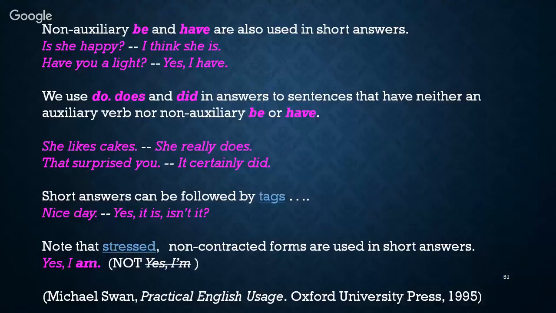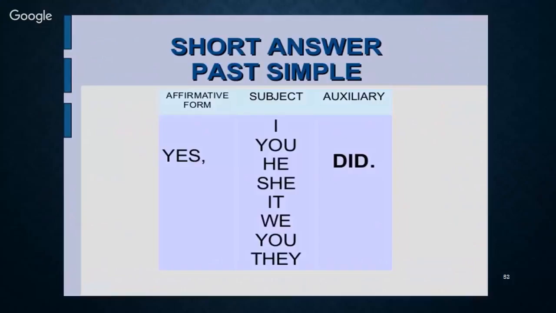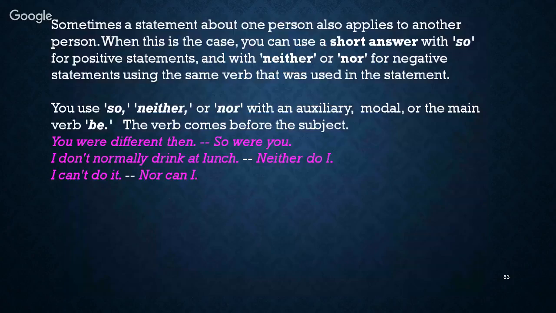We have already discussed this once before. This is taken from Michael Swan, Practical English Usage. Affirmative, subject, auxiliary. This is in the simple past tense, past simple. Yes, I did. Yes, you did. Yes, he did. Yes, she did. Yes, it did. Yes, we did. Yes, you did. Yes, they did. So whether it is singular or plural, we use did for both numbers.